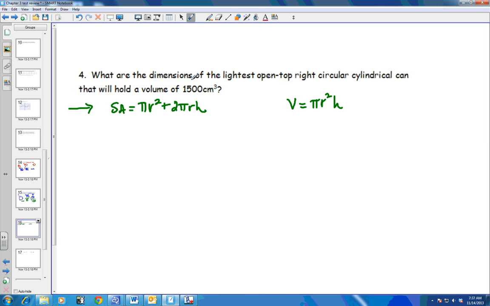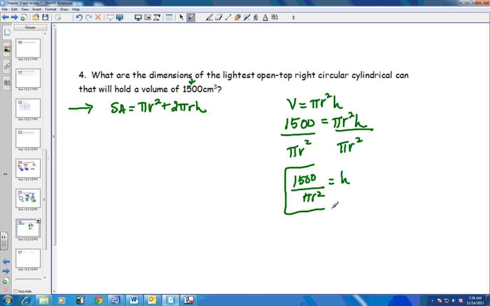I know that my volume is 1500. So I can substitute 1500 in place of my v. And then I have to decide what I want to solve for. I'm going to solve for h. So divide by pi r squared. So h is equal to 1500 over pi r squared. So I'm going to take this and I'm going to plug it into this h.